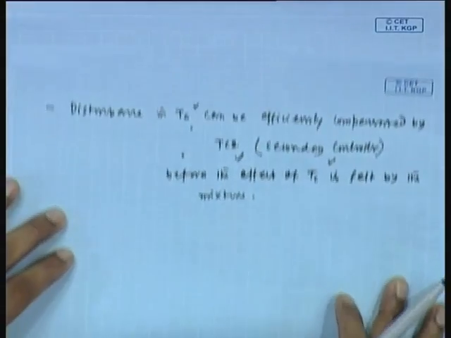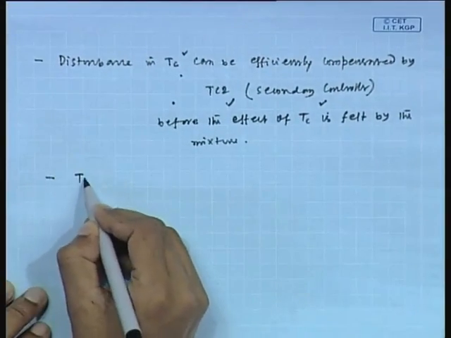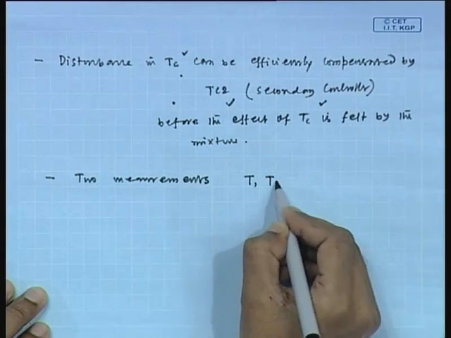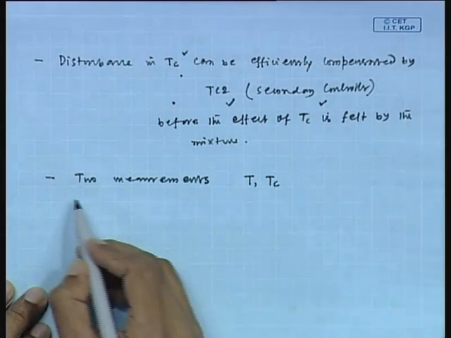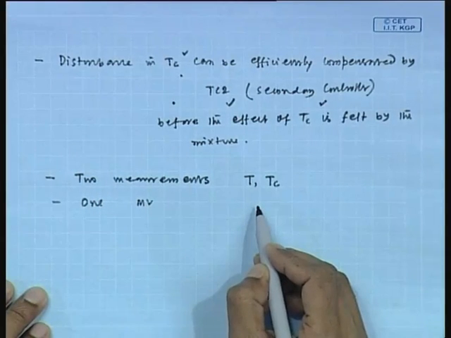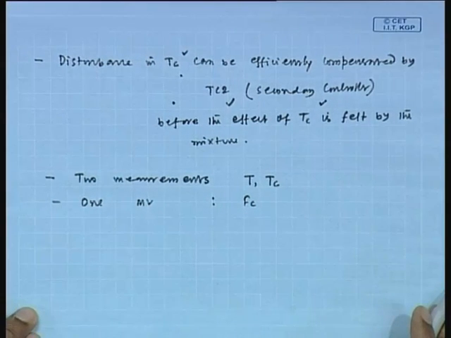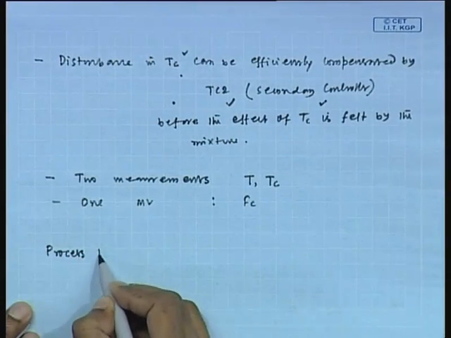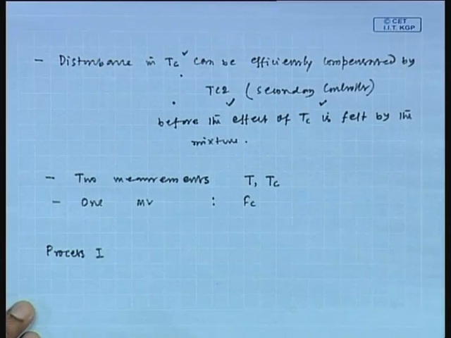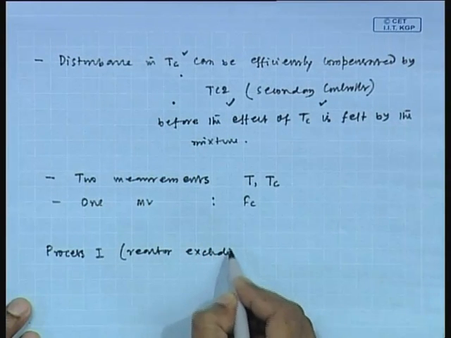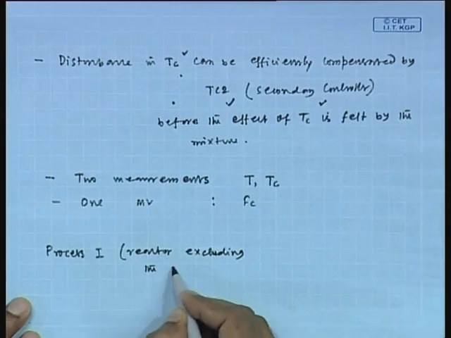Fine. So, here two measurements are involved. One is T, another one is Tc, but the manipulated variable is one. I mean one manipulated variable is involved, that is Fc. Now, basically this jacketed CSTR consists of two processes. One is process 1. Process 1 is basically the reactor excluding the jacket.